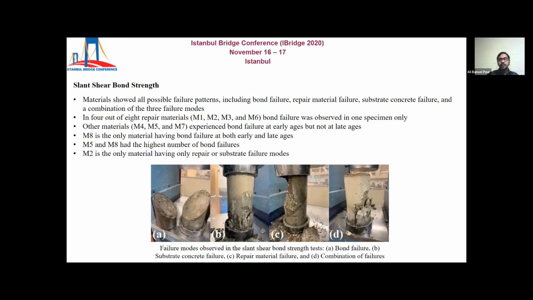M4, 5, and M7 experienced bond failure at early ages, but not at late ages. M8 is the only material having a bond failure at both early and late ages. M5 and M8 had the highest number of bond failures, and M2 is the only material having only repair or substrate failure modes.